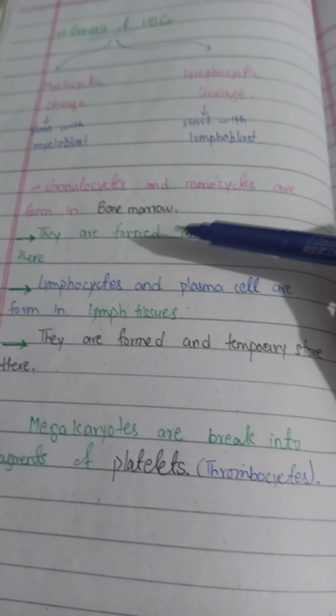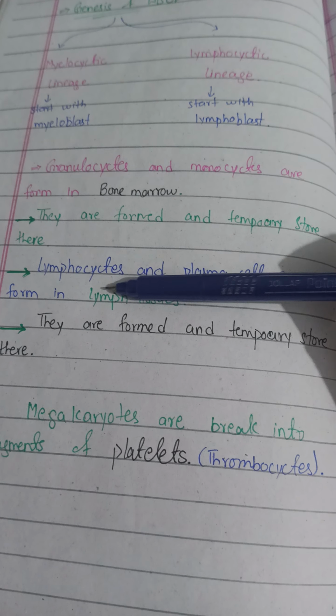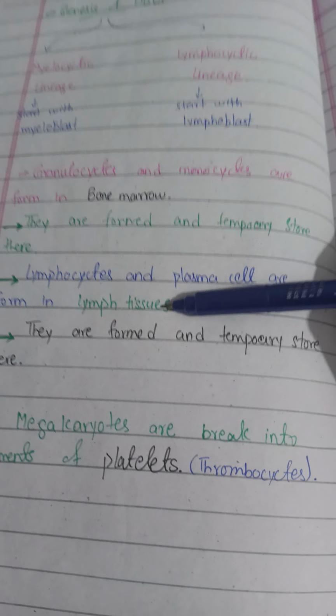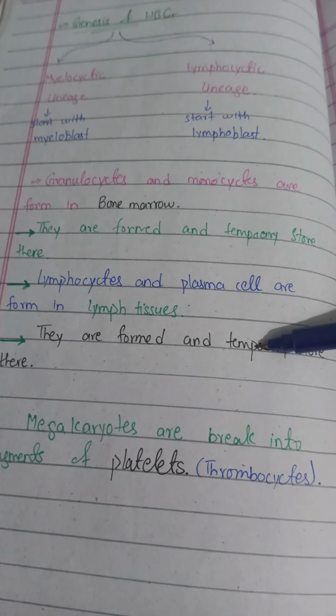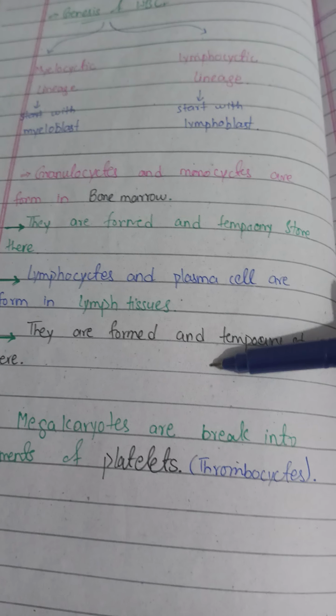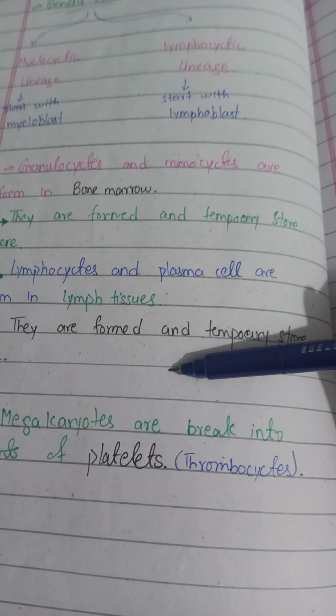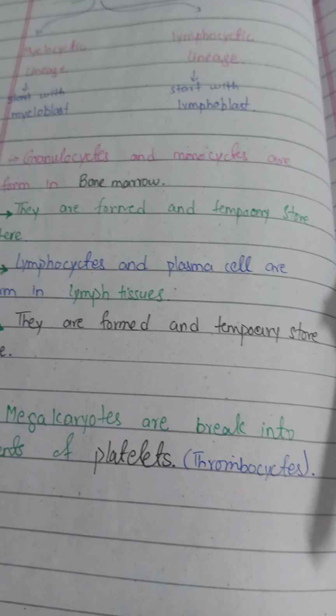Okay, now we have lymphocytes and plasma cells, which as we have discussed form in our lymph tissue, and they are not only formed but also temporarily stored there. And when foreign substances enter our body, they sense them, and then these lymphocytes and plasma cells kill it.